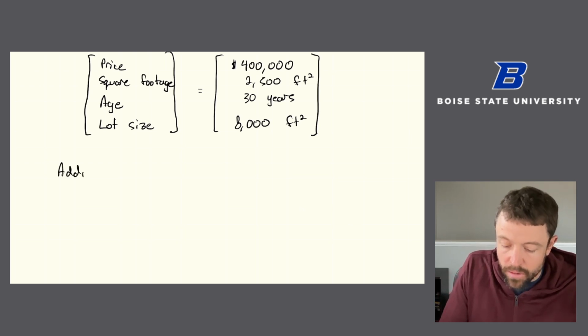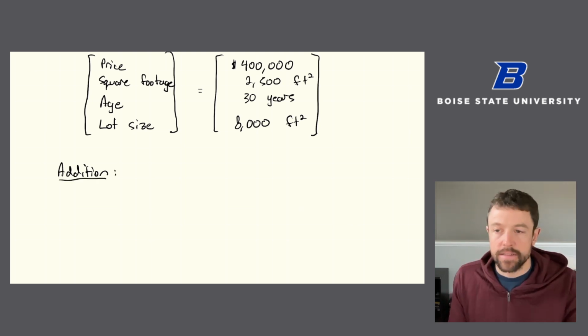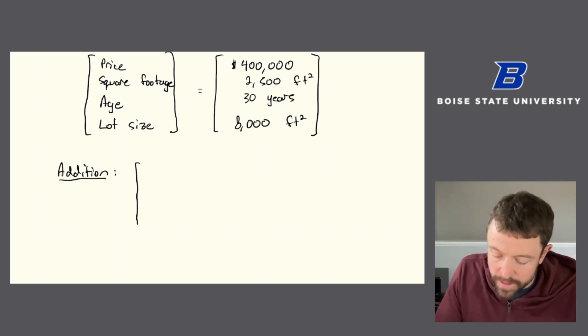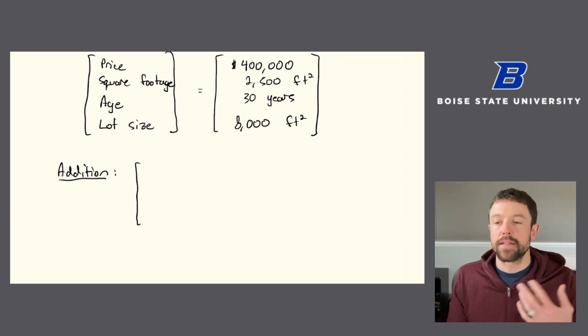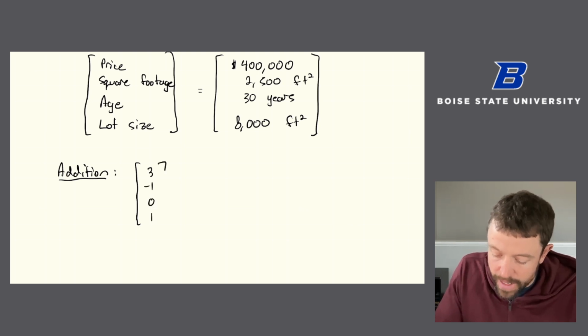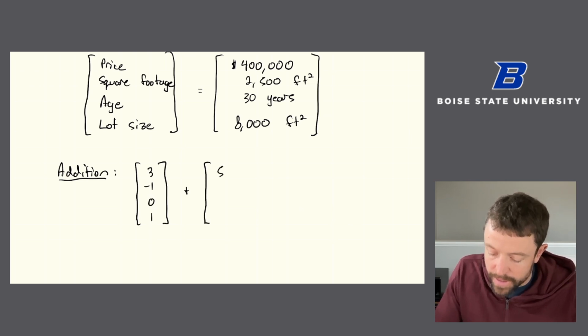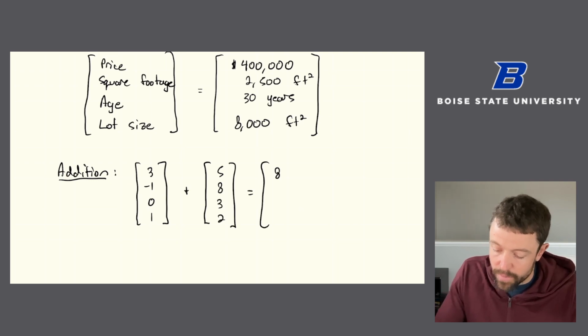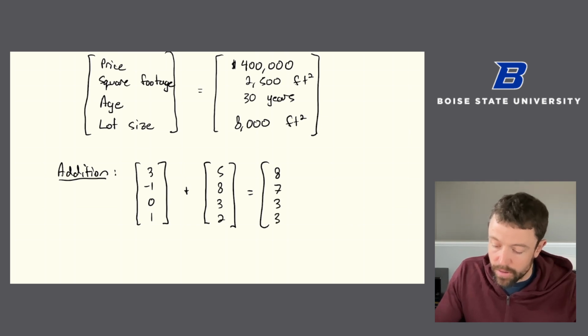And that's coordinate-wise. So I'm presenting this in 4D because that's what I want to do, but everything I'm saying applies to higher dimensions as well. So if I have a 4-dimensional vector and I want to add it to another 4-dimensional vector, what that's going to mean is that I add it coordinate by coordinate. So 3 plus 5 is 8, -1 plus 8 is 7, 0 plus 3 is 3, and 1 plus 2 is 3.